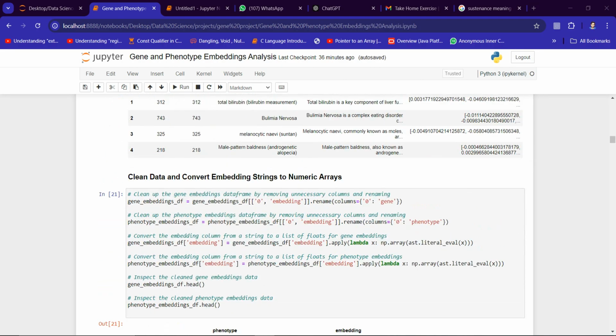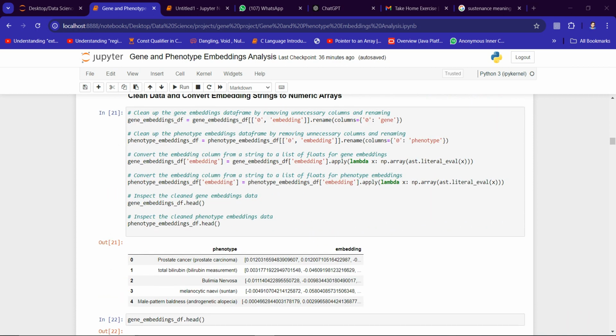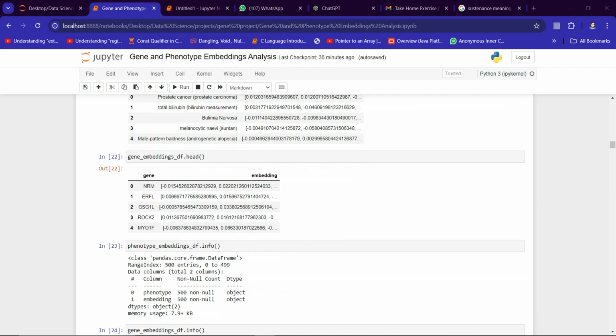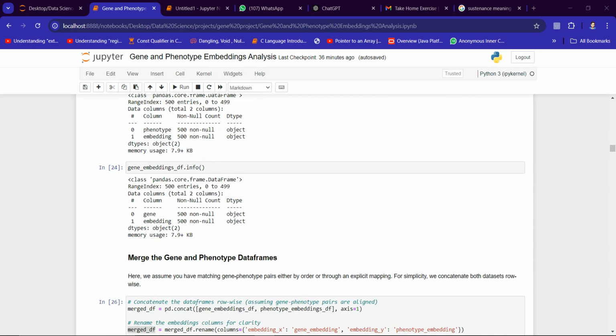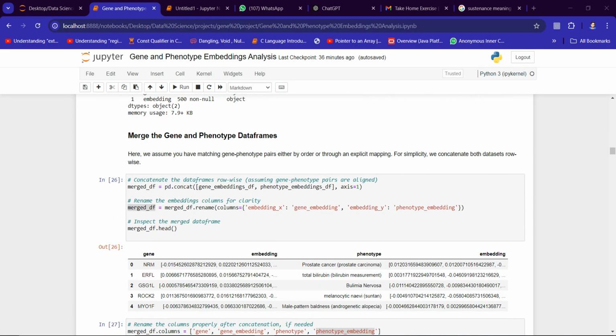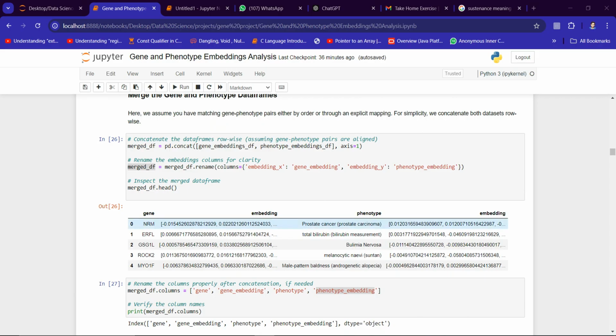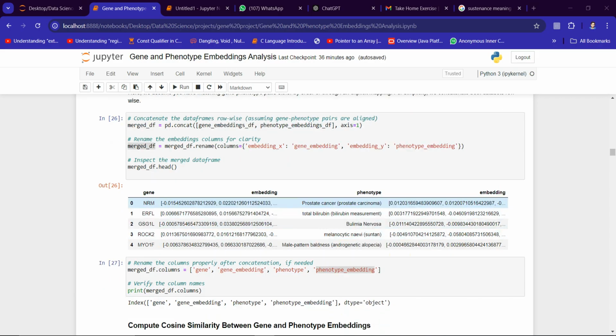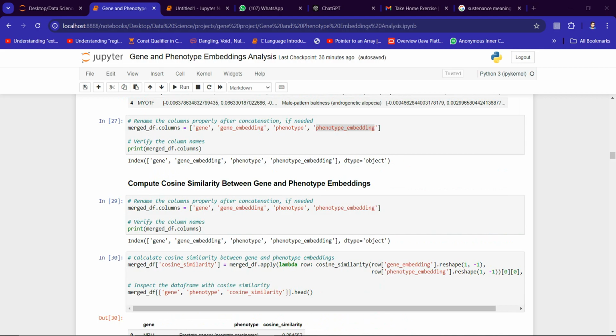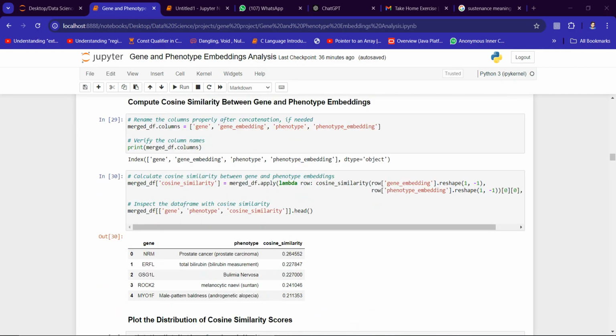Here we have to perform data cleaning, as the embeddings present here are not numeric arrays, they are in string format, so we have to convert them from string format to numeric arrays in order to perform analysis. I made this conversion, checked the info, and matched the gene and phenotype data frames for further analysis. It would be easy for us to have gene and gene embedding, and phenotype and phenotype embedding. I renamed the columns also for good accessibility.